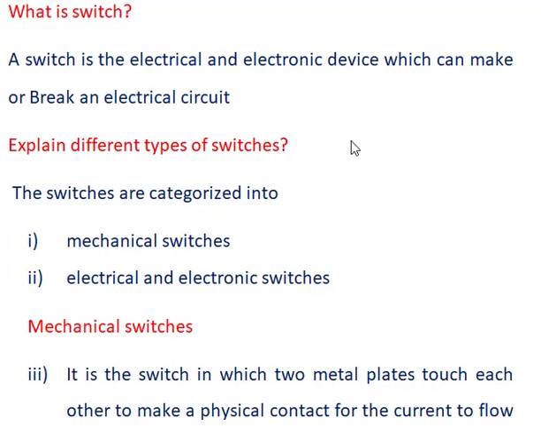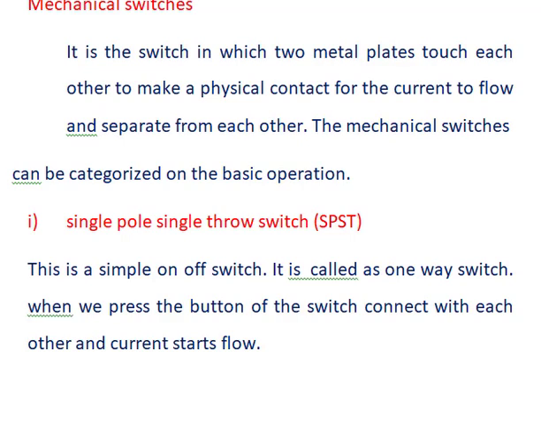There are different types of switches. The switches are categorized into two types. One is the mechanical switches, another one is electrical and electronic switches. Mechanical switches contain two metal plates that touch each other to make a physical contact for the current to flow, and separate from each other.